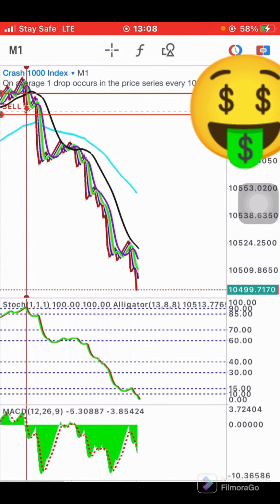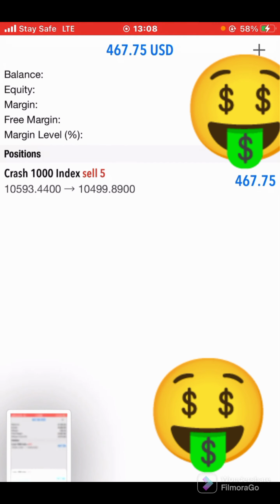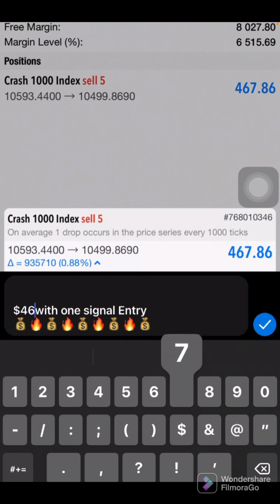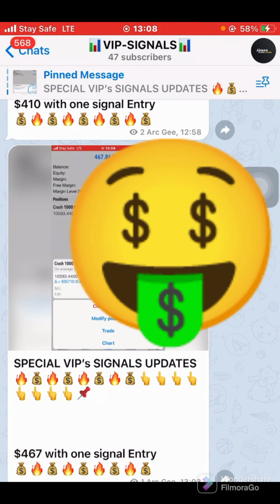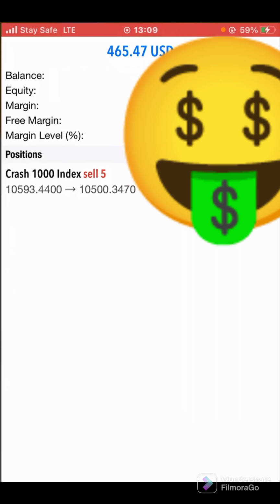I've already given the signal in my VIP group. Magic bomb strategy is talking. That's cool. This is just cool. I have to update all my VIP members with everything I need to update them. So that's just it. You can see the market is cool. Let me pin this message. Yeah. So that's just it.